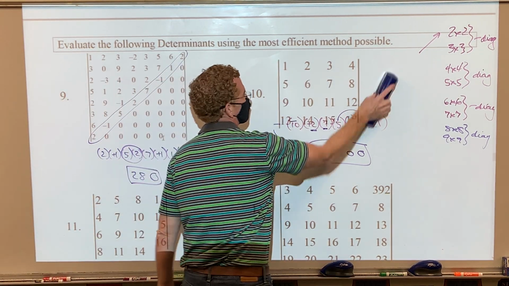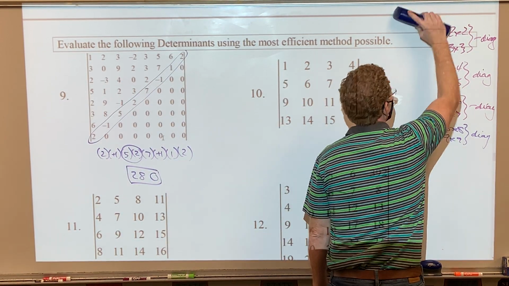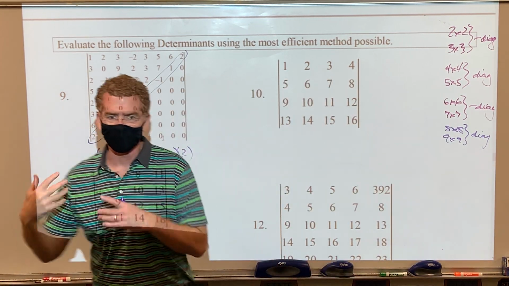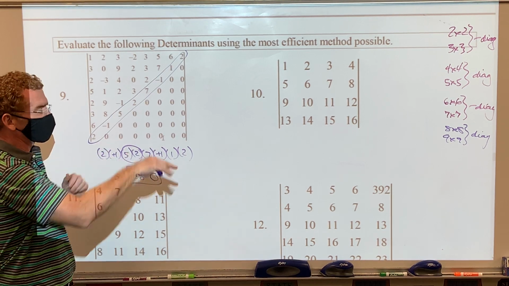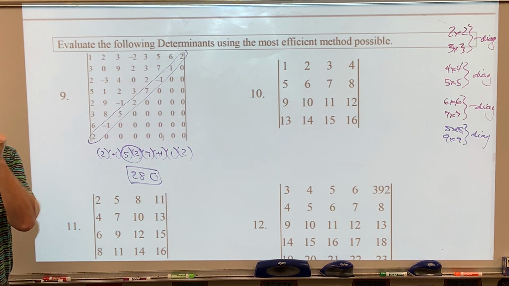What do you know about this rule on number 10? It's going over, so I'm adding 1 as I move to the right, and you're adding 4 as you go. I'm adding 4 as I go down. Is that consistent throughout the entire problem? Yes, sir.